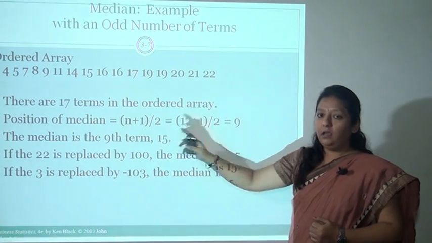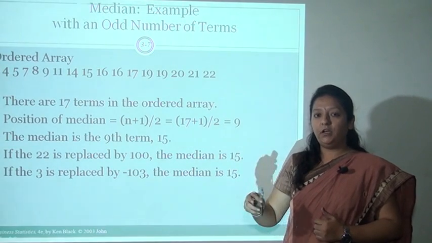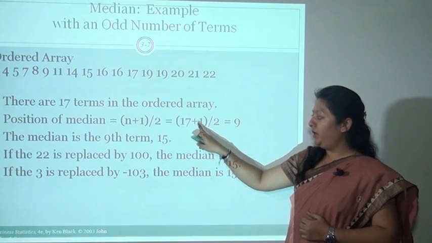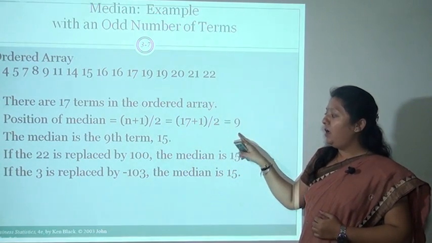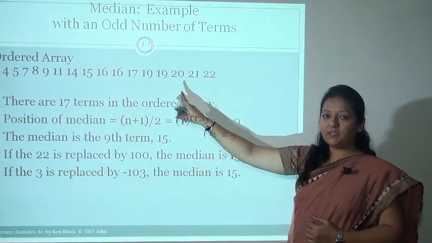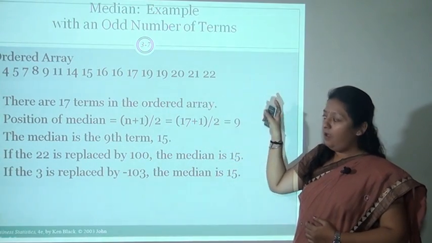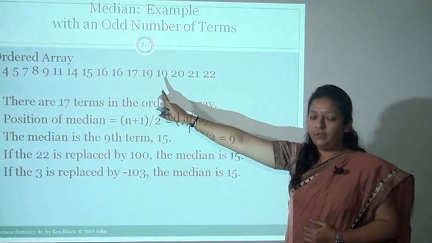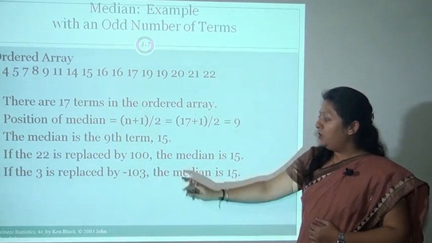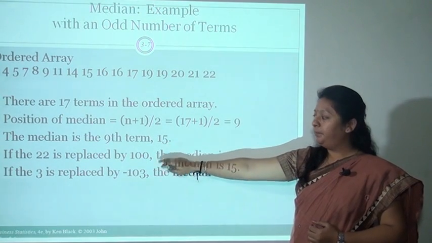The position of the median can be found using (n plus 1) divided by 2. So n is 17, plus 1, divided by 2. So we'll have the 9th term. Now we'll find which item is the 9th in this array, and the item at the 9th position is going to be the value of the median. So the median is the 9th term.